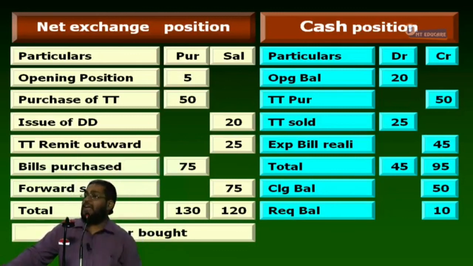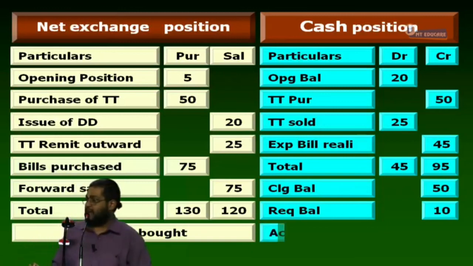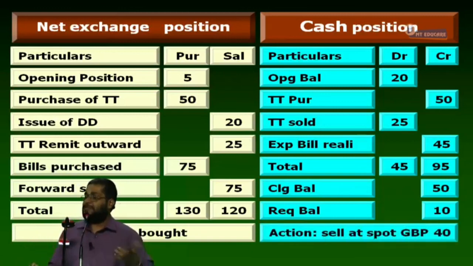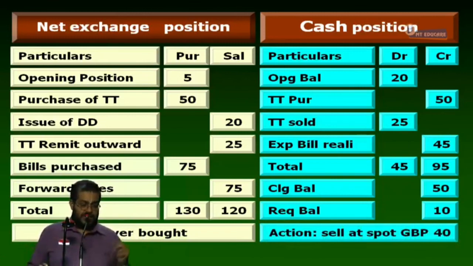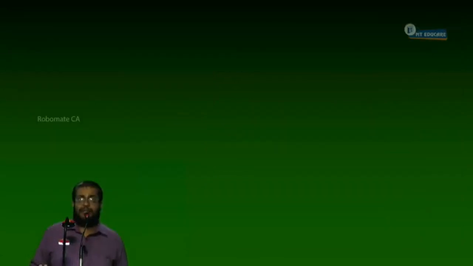Do I sell in the forward market or the spot market? Spot market. So the strategy is: action, sell at spot Great Britain pound 40,000. Sell at spot the Great Britain pound 40. Can I proceed or not? Now, due to this, will my exchange portion get affected or not? It will get affected. Now continue.